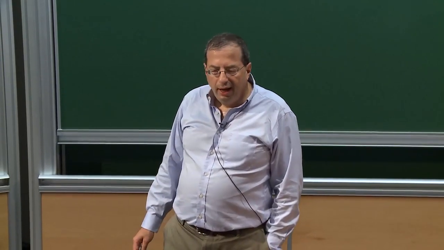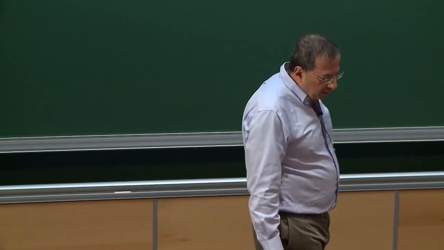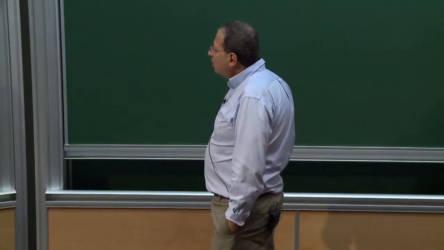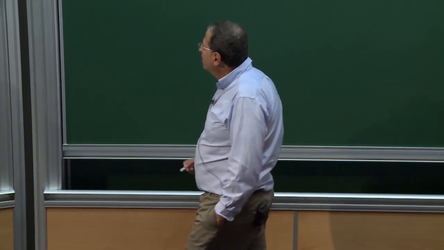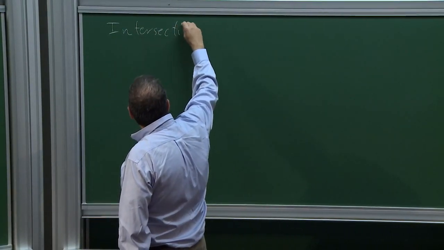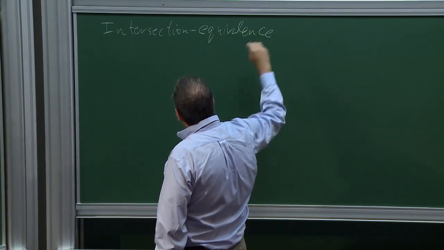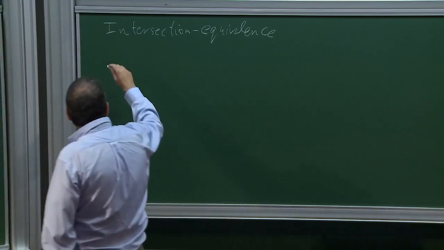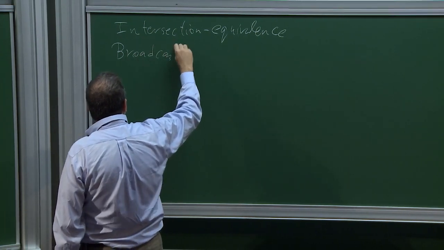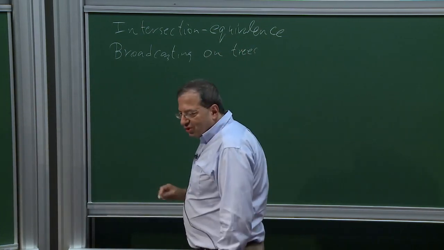And so I will give 3 examples, necessarily not going into all the details in them. And these are examples I've worked on over the years. Some of them are not recent at all. So one example I'll tell you about is intersection equivalence. That is something I worked on 20 years ago. The second example would be broadcasting on trees, which I've worked on also some time ago.